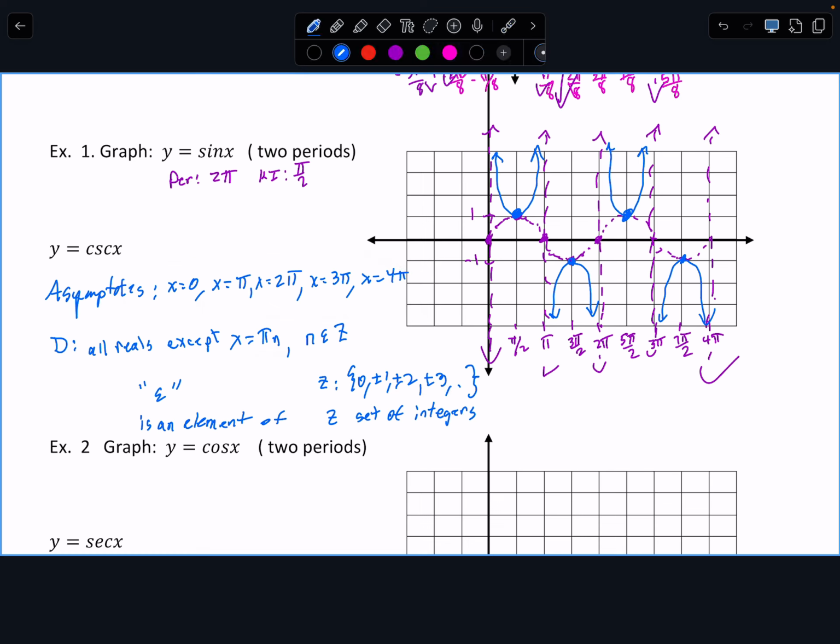Now for range, and I don't know, I'm just going to put it up here. Range, it goes from negative infinity to negative 1 inclusive, and then union 1 to positive infinity. There isn't any values for cosecant between negative 1 and 1.